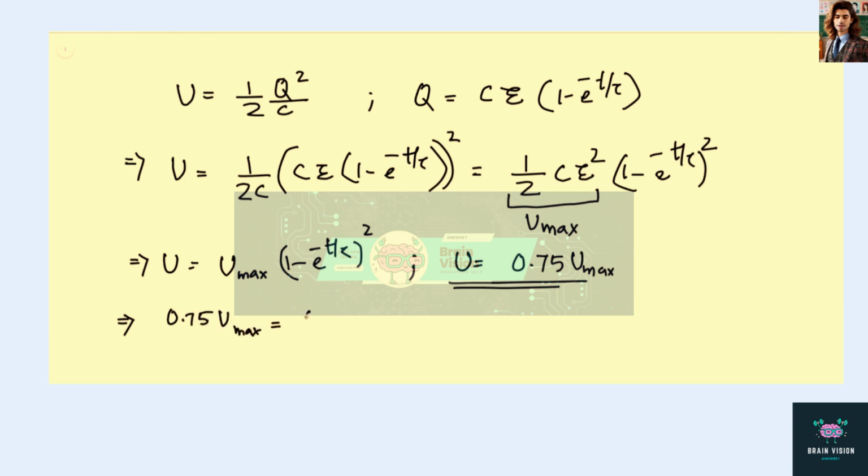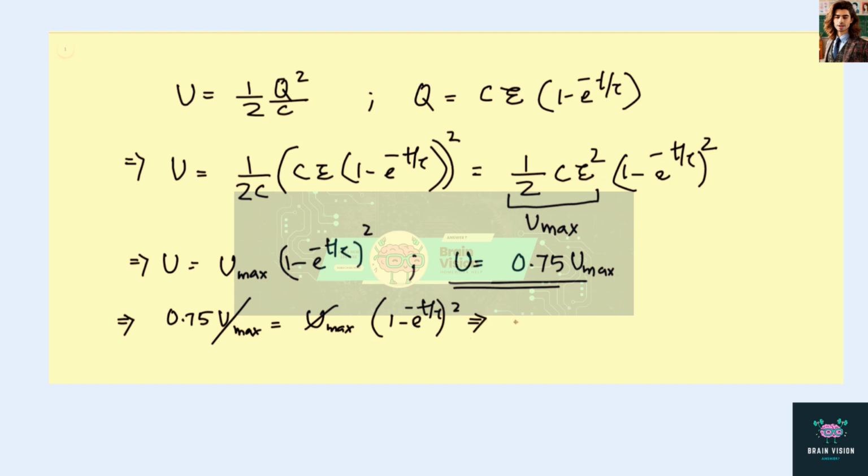So let's do that. Now, the thing that I like about this equation is that U max basically cancels out. So we don't need to find U max in order to find the time it takes to reach a potential energy that is some percentage of the maximum potential energy. So now we have 1 minus e to the power minus t over tau, squared, equal to 0.75.